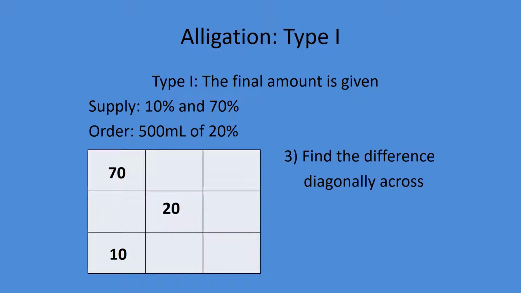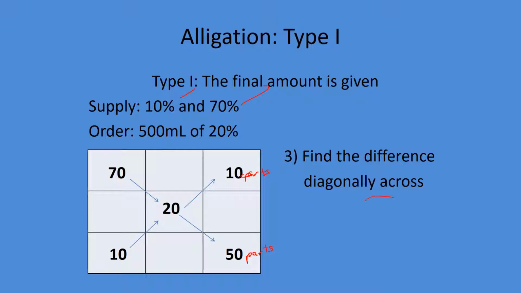The next step, find the difference diagonally across. So it's just a difference. No negative numbers here. So 70 and 20, the difference there is 50. And then 10 and 20, the difference there is 10. So those numbers represent parts. So this is 10 parts. And this is going to be 50 parts. So this is just a method to find the volumes of each supply.